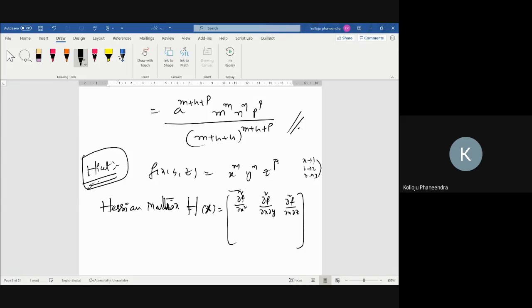Same logic, the 2 1 position is dou square f by dou x dou y. This is the 2 2 position, 2 means y. This is the 2 3 position, dou y dou z. Next one 3 1 position, so dou x dou z. Next one 3 2 position, dou y dou z. Next 3 3 position, dou square f by dou z square. You calculate all the second order derivatives from this function and substitute here.